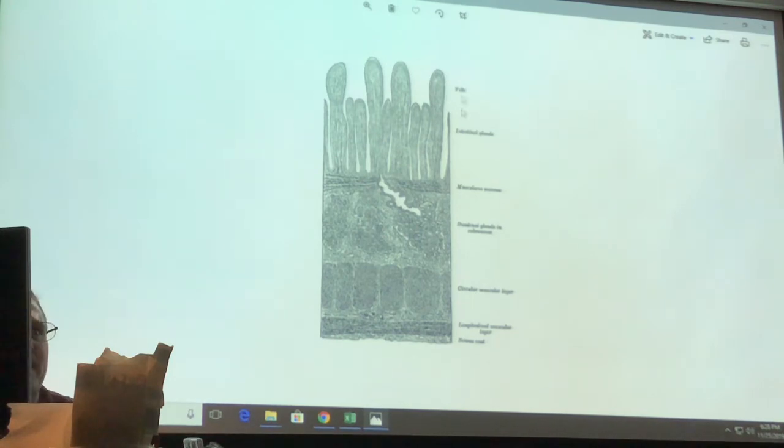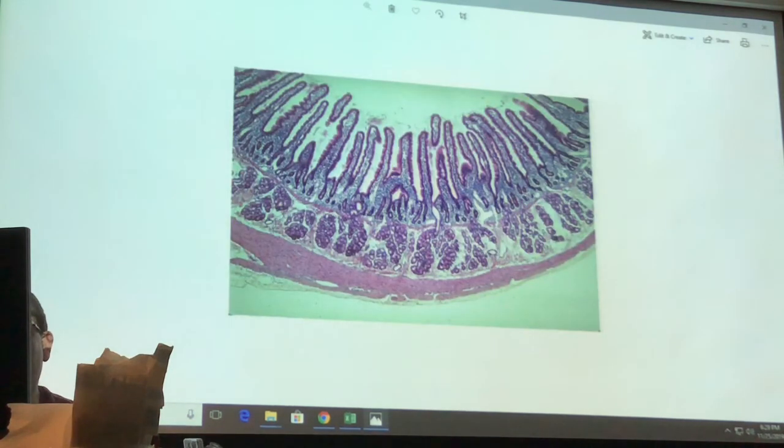Small intestine, but mainly in the duodenum. So this is really the key area of digestion, the small intestine, specifically the duodenum. So let's move on and look at that a little more. Okay, this is a great slide, really lovely slide of the duodenum.